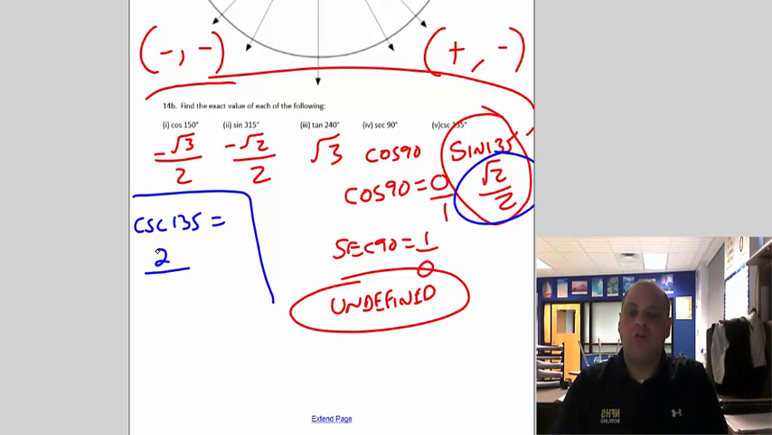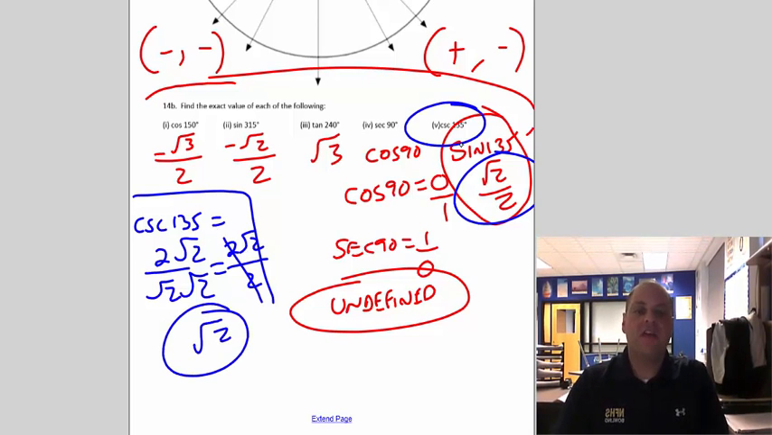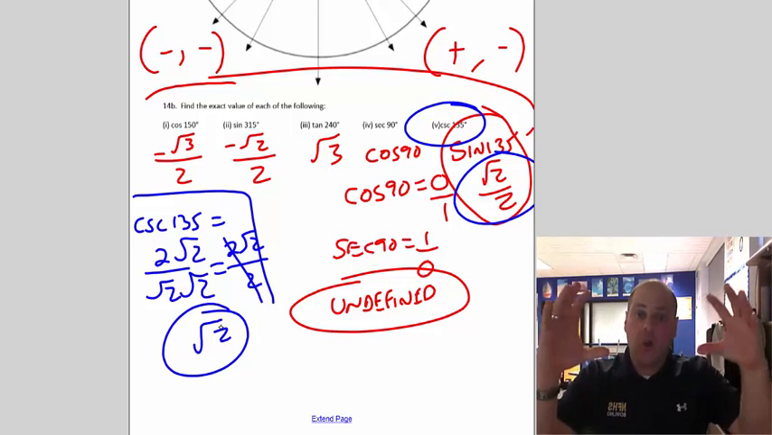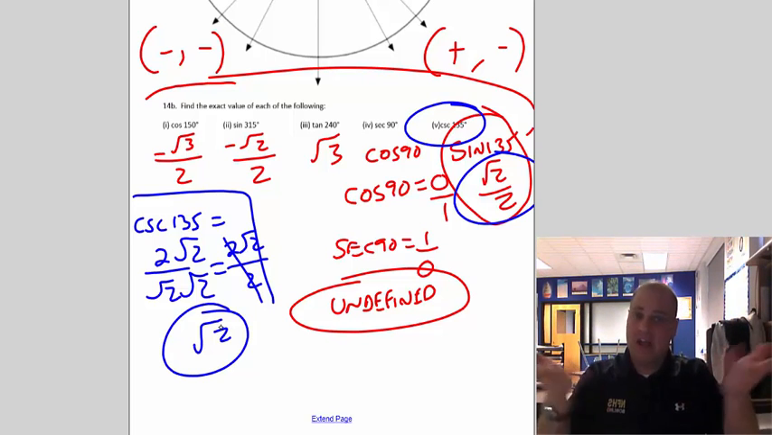So do 2 over radical 2, but then you can't leave that as a final answer, so you multiply by radical 2 over radical 2, and that gives you 2 radical 2 over 2, okay, and then 2 over 2 is just 1, so you're left with radical 2. So the cosecant of 135 is just radical 2. Again, take the sine of 135 and flip it. That's all you got to do, and then rationalize it. You can't leave a radical in the denominator, okay?